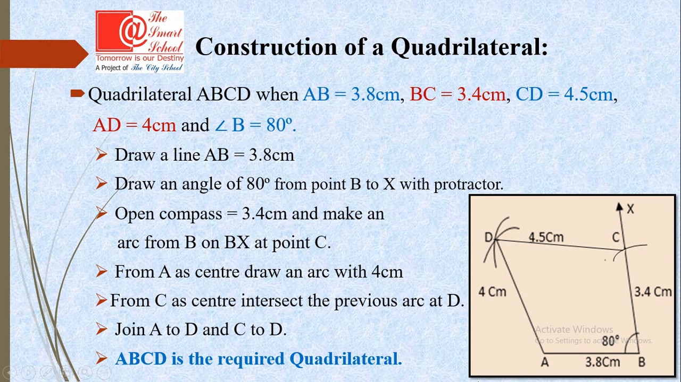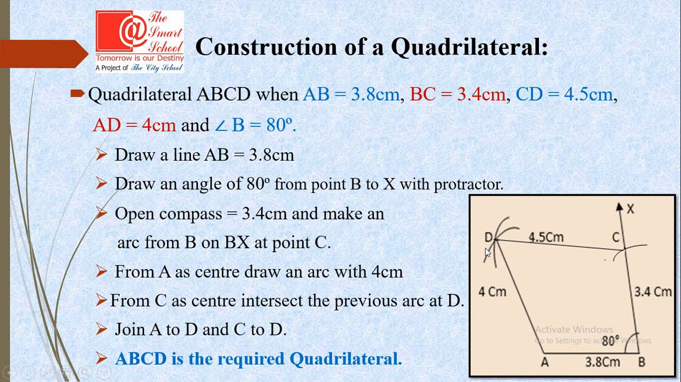So first draw the base line, which is AB, line AB, and it is 3.8 centimeter. Then on point B, draw an angle of 80 degree and extend the line till X. Now open compass 3.4 centimeter and put the needle at B and make an arc which will intersect BX at point C.